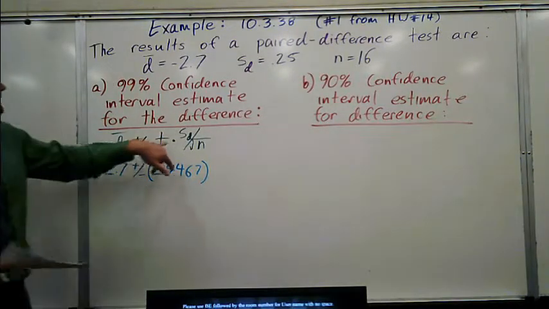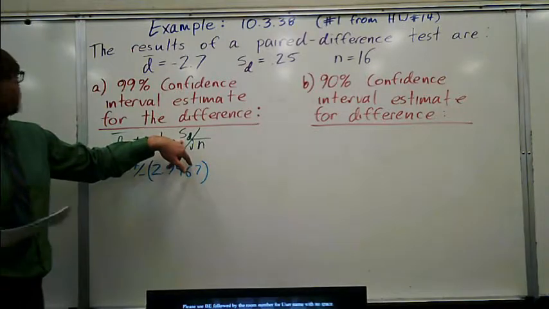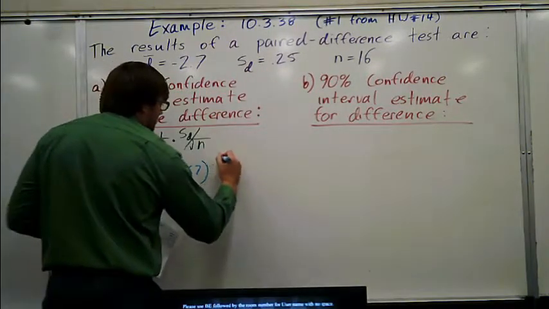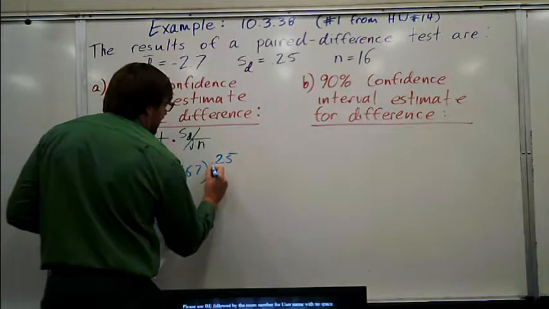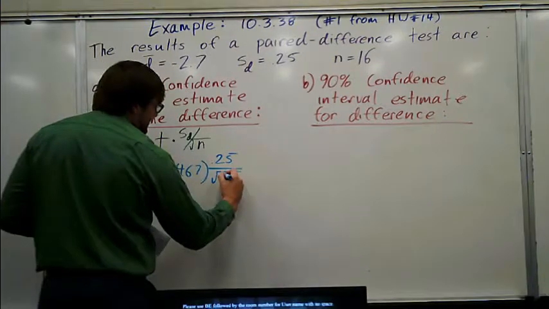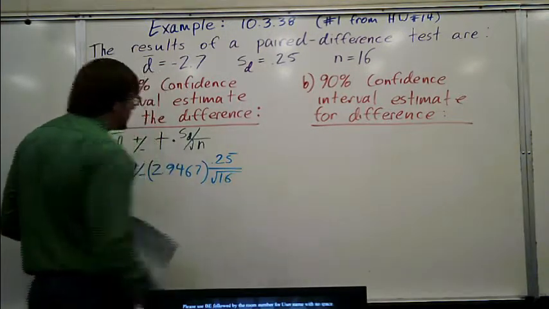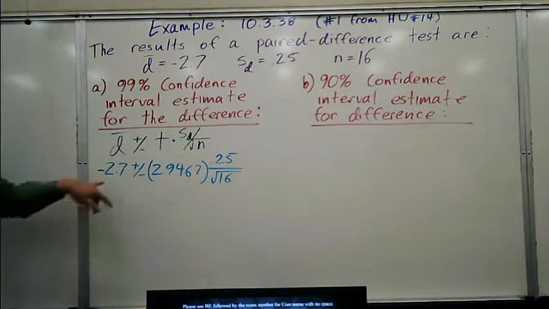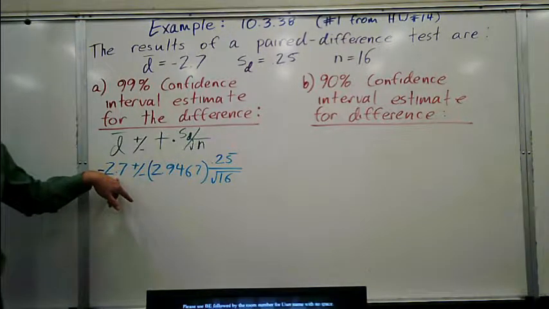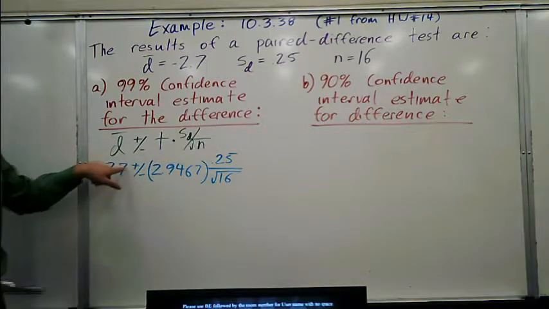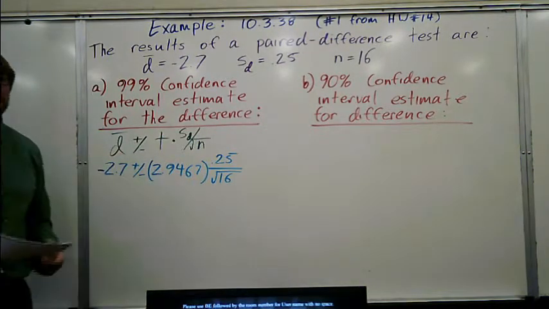Then, of course, pretty straightforward. We're given the sample standard deviation for the difference is 0.25, divided by the square root of the sample size, which was again 16. Now, of course, you're going to get a lower and an upper bound again for this confidence interval. The lower bound is you take the negative 2.7 and subtract this quantity, and then the upper bound, take negative 2.7 and add that quantity.